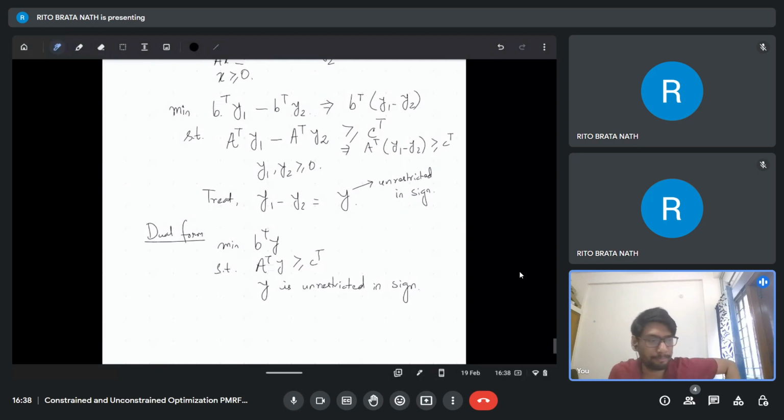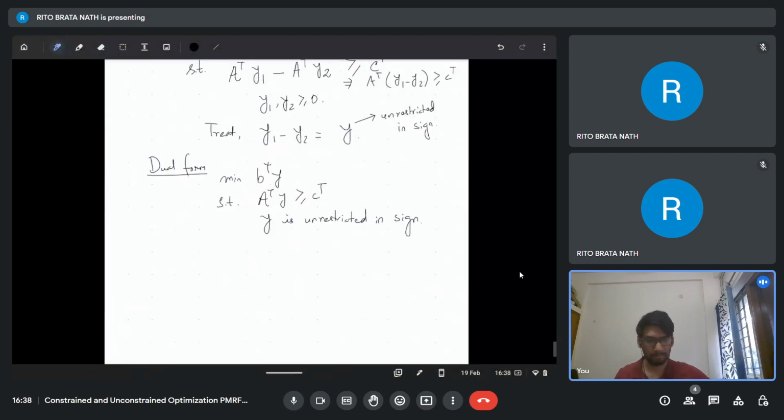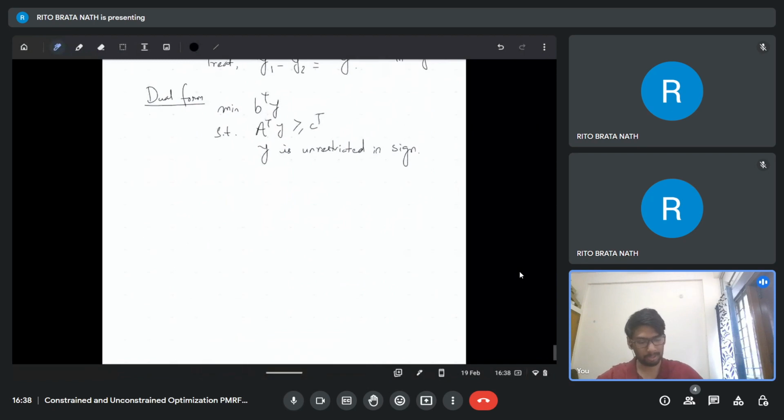Let's get into the dual simplex method a bit, and then I'll probably discuss the assignment 4 problems briefly if I have time.